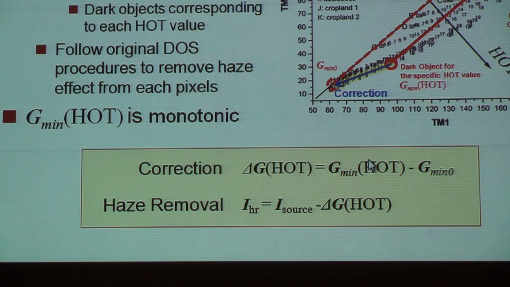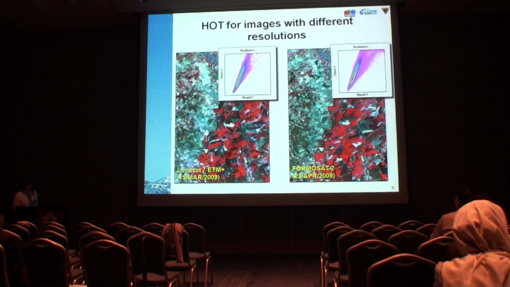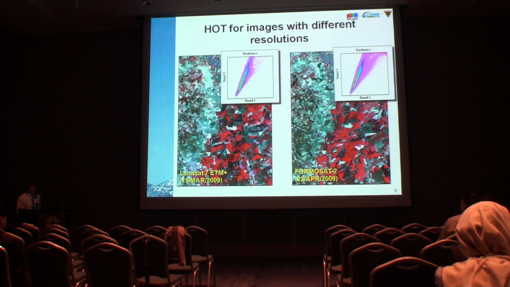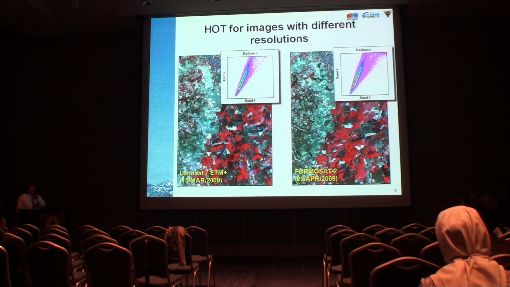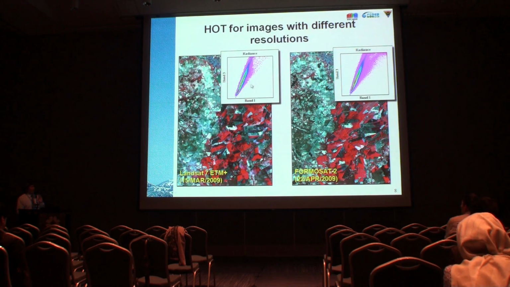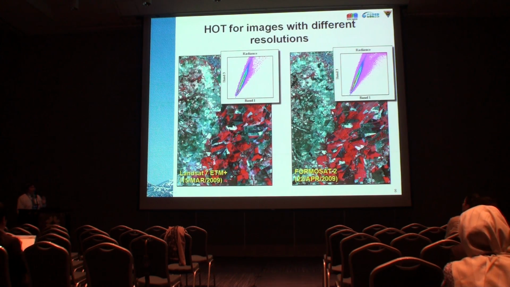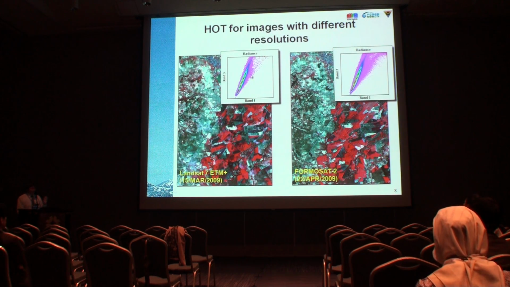But in a real case, these are two images covering the same ground location. This one is a Landsat ETM image, and this one is a Formosa satellite image. We know that for the Landsat image, the spatial resolution is 30 meters, and this one is 8 meters. And this is a scatter plot of this image, and this is a scatter plot of the Formosa satellite image. You can see that in this scatter plot, because its resolution is higher, it can see more detail of objects, so it spreads over a larger area.